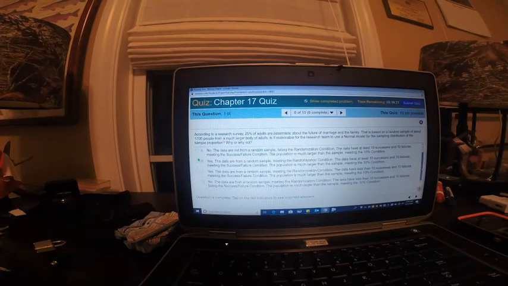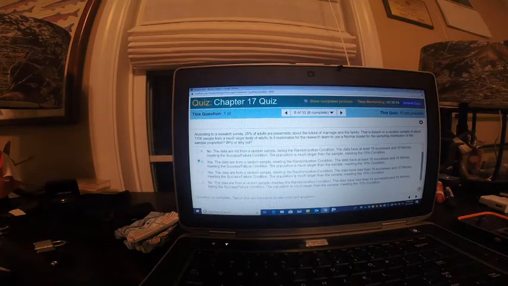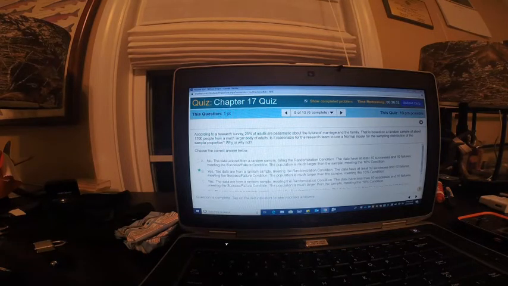It's okay. The data are from a random sample, meeting the randomization condition. The data have at least 10 successes and 10 failures, meeting the success-failure condition. The population is much larger than the sample, meaning it meets the 10% condition. Okay, biggest thing we need to really check here was these 10 successes and 10 failures and this 10% condition.